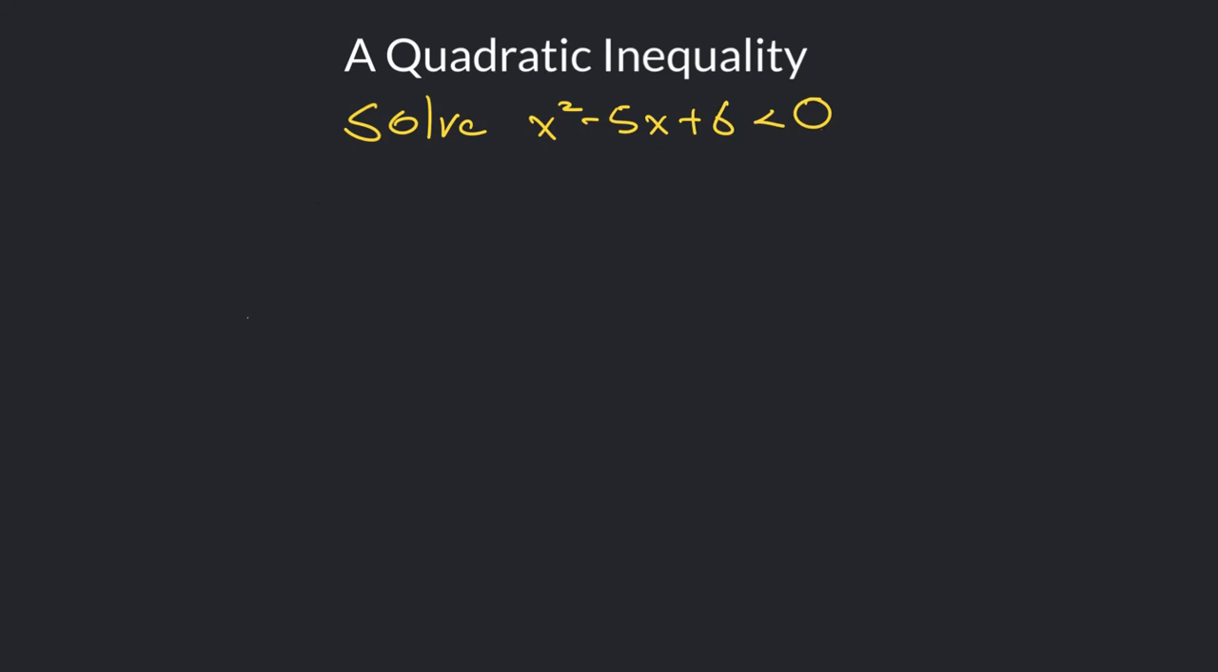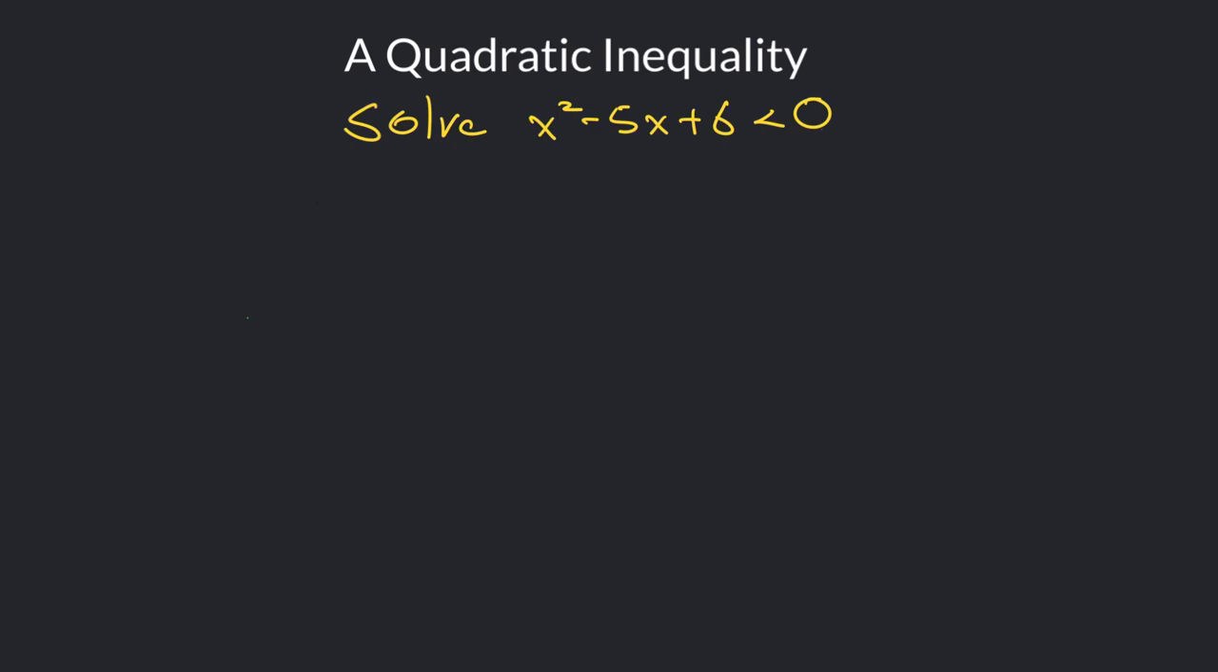Okay, let's look at this quadratic inequality. We are asked to solve x squared minus 5x plus 6 is less than 0. The first thing we'll do is tackle it the way we would any other quadratic. We will find the solutions or the roots. That's the points at which the parabola crosses the x-axis and gives y equals 0.